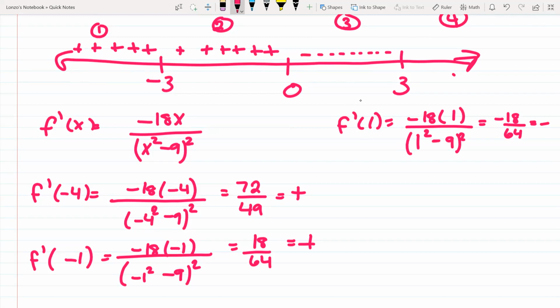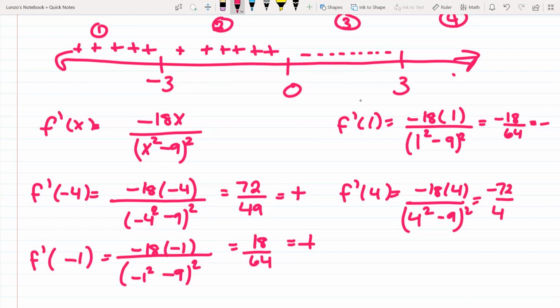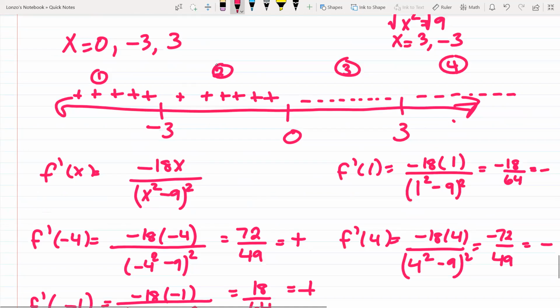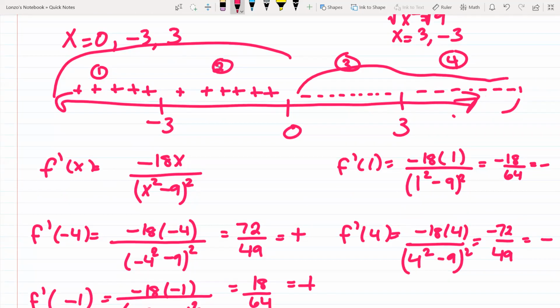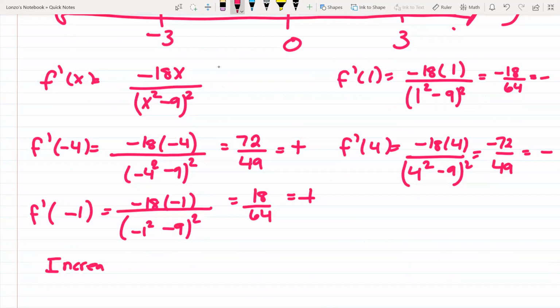And then boundary 4, a number greater than 3. So let's do positive 4. That would be negative 72 over positive 49. So that would also be negative. Okay, so now where is our function increasing and decreasing? So it's increasing in here, and then it's decreasing from boundaries 3 and 4. So your final answer would be increasing.